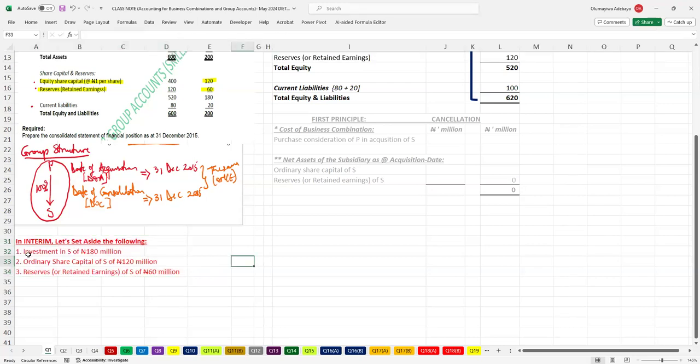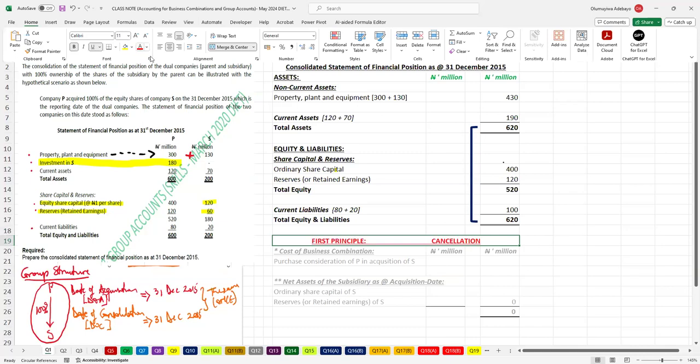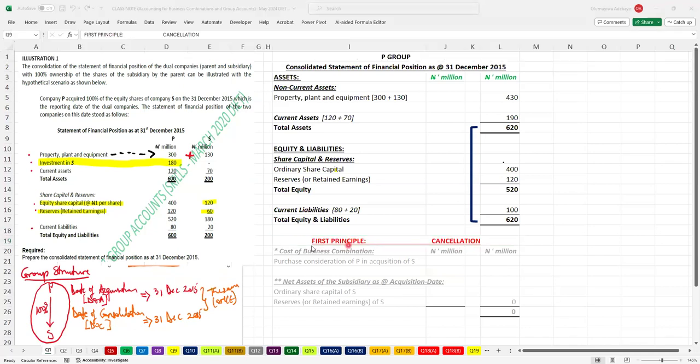Now, we set aside investment in S, which is 180 million. We set aside ordinary share capital of S, which is 120 million. We set aside reserve of S, which is 60 million. Why do we do that? We do that because we wanted to achieve this first principle. Our first principle talks about cancellation.